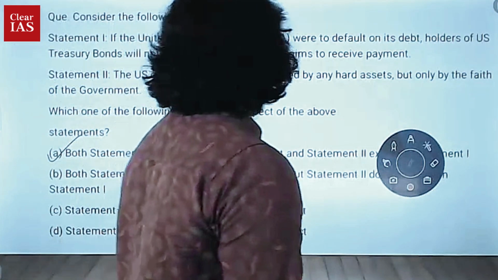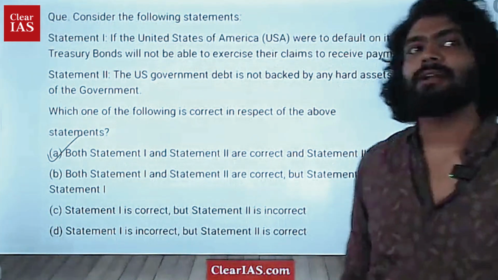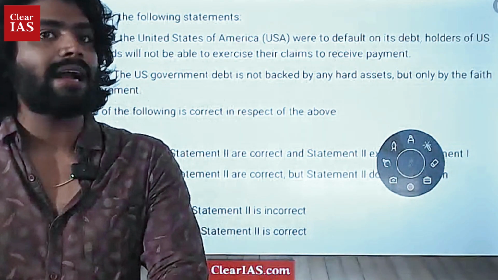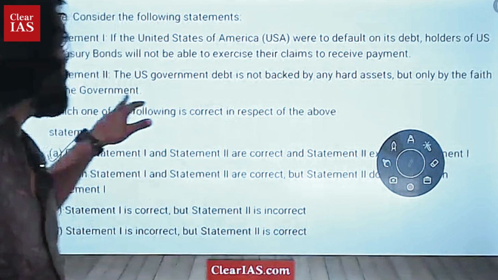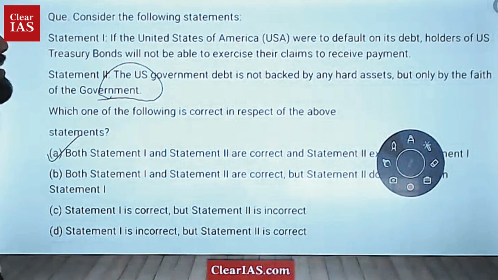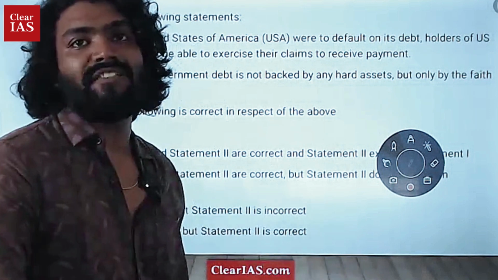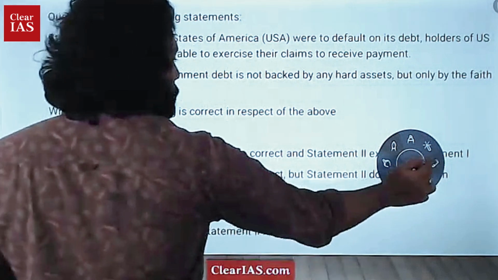US government debt is not actually backed by any assets. It is backed only by the trust in the US government. And as a result, even if the USA defaults on its debt, the Treasury bond holders cannot voice their claim to receive payments. So the answer here is A.